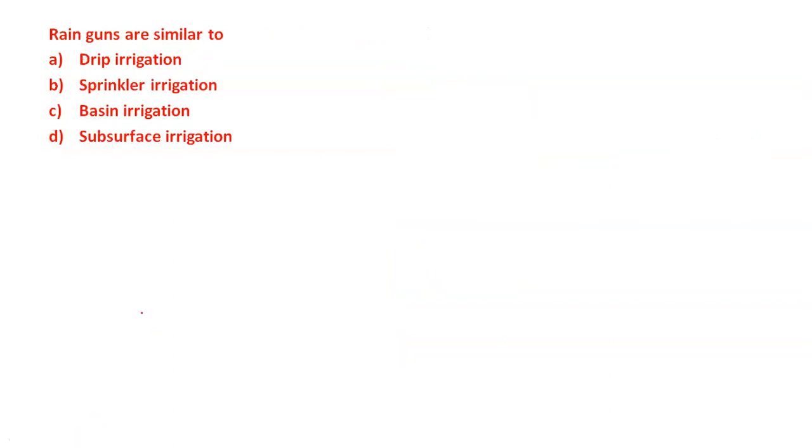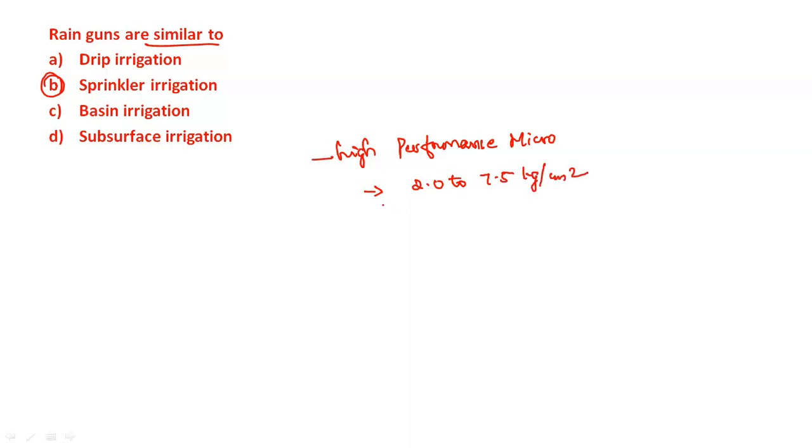So next question. Rain guns are similar to, you see, rain guns are adopted in hill areas or some other foreign countries. It is not common in our area. So it is similar to sprinkler irrigation only. Rain guns are a high performance micro irrigation device. The pressure variation ranges from 2.0 to 7.5 kg per centimeter square, and it can deliver a flow of 3 to 30 liter per second.